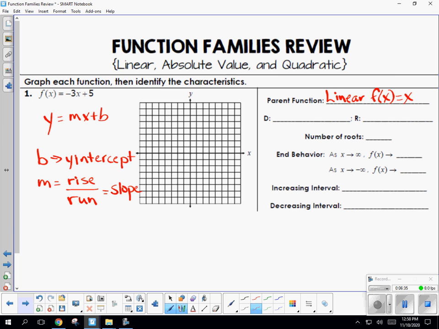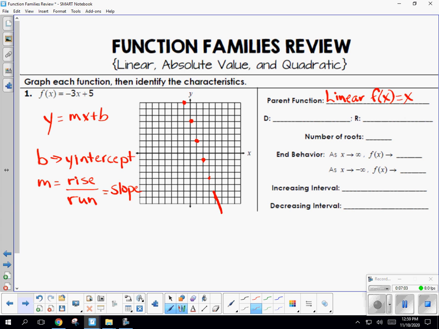All right, so my y-intercept is 5. So I'm going to go to 5 on my y-axis, 1, 2, 3, 4, 5, and put a point right there. Then my slope is negative 3 over 1. So I'm going to go down 3 and over 1, so my next point will be here. Down 3 and over 1 again. I could also go up 3, but I have to go back 1. Okay? This should form a straight line.